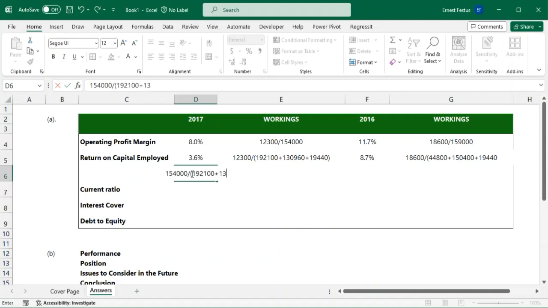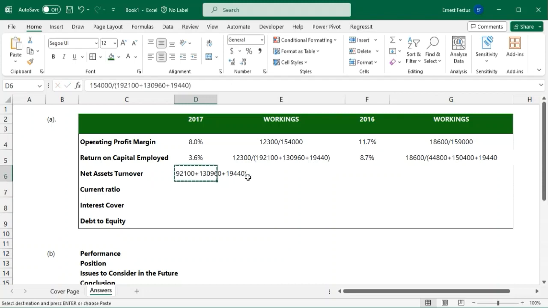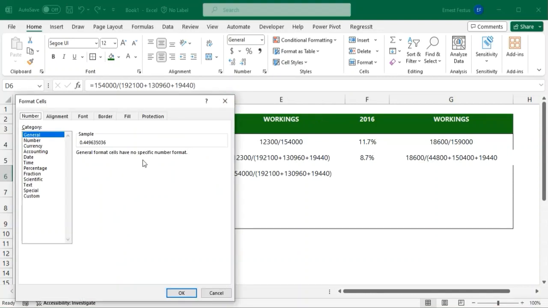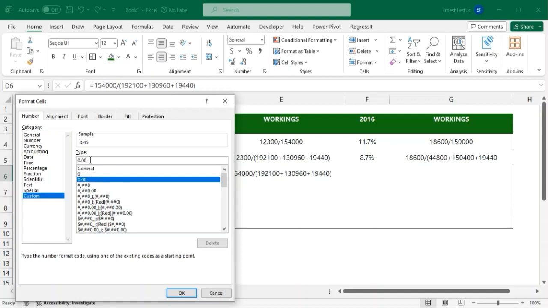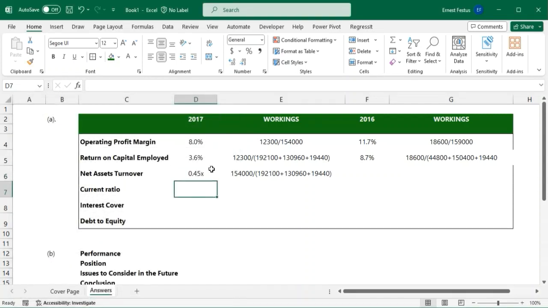I'll add the 130,960, and then I'll add 19,440. Close my parentheses, and I have that. And then I can copy this and paste it here, and then I'll come back here and insert my equal to sign. And then this is not in percentage, it is in times. So I can actually come here, expand my number, I'll come to custom, and I'll come to the 0.00, open quotes, and then I'll put X, which is times, close my quotes and enter, and there we have it. So that is 0.45 times.